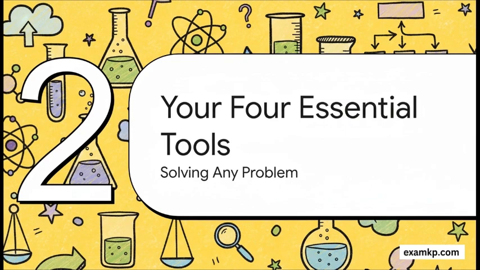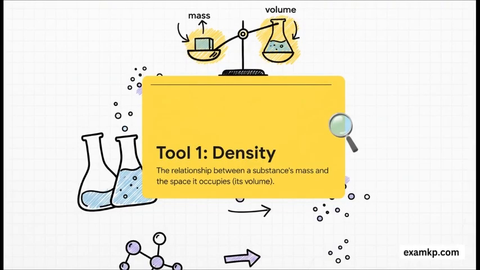So how do we tackle these problems without breaking a sweat? I want you to think of it like building a toolkit. We're going to give you 4 essential tools that will let you take apart and solve any mass volume problem you face. Our very first tool is probably an old friend of yours, density. It's just the simple link between how much stuff, that's the mass, is packed into a certain amount of space, that's the volume. It's a key piece of our puzzle.